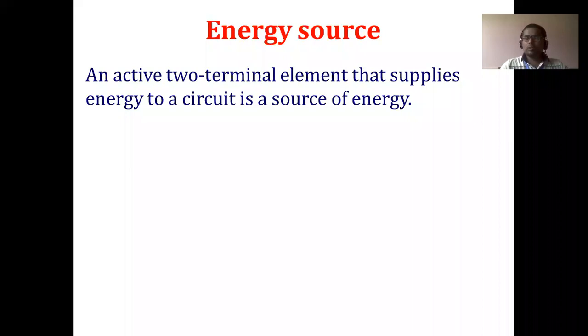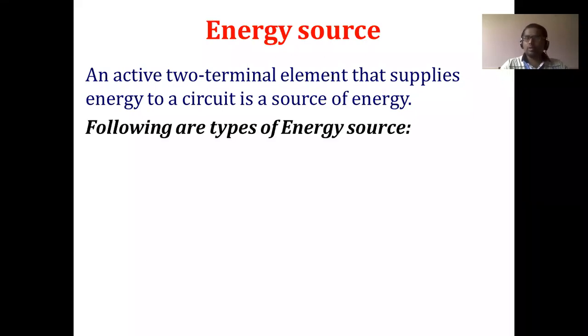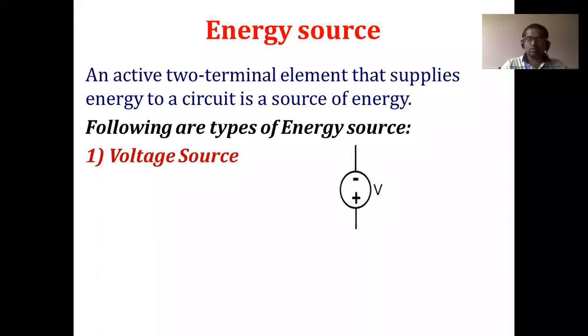Okay, so the energy source is a two-terminal element that supplies energy to the circuit. Is it right? Now, actually, there are two types of energy sources available. One is a voltage source. This is the symbol. The other is a current source.